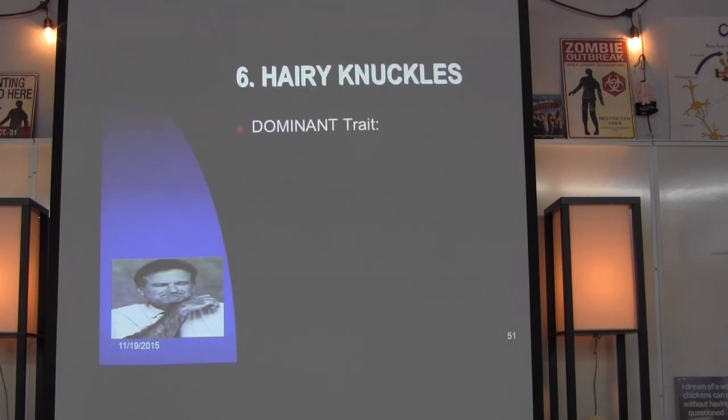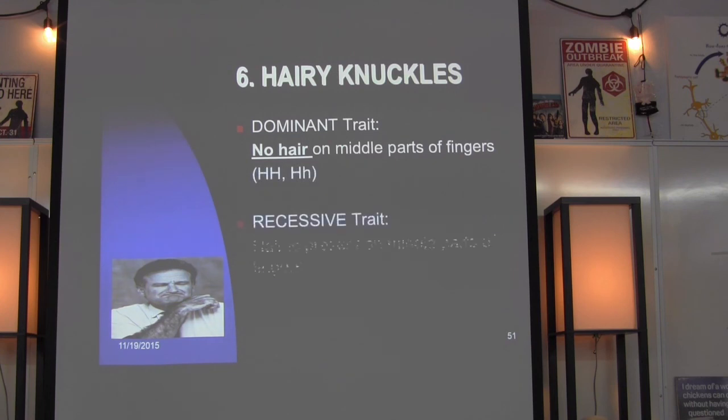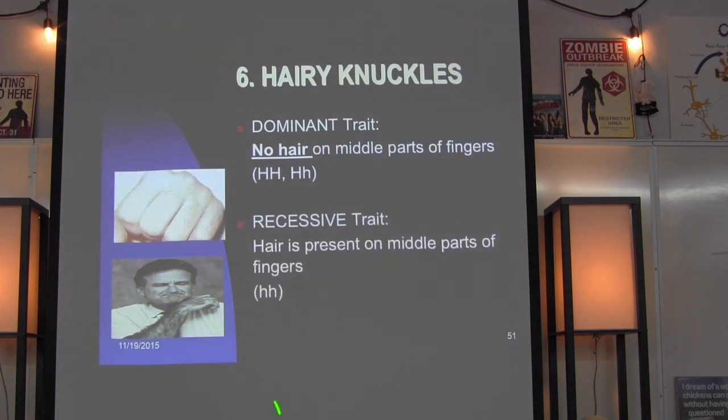All right, the next one is people like this, hairy knuckles. If you have no hair on your knuckles, you might have a little bit. And this is actually a lot, so it's a recessive trait. That's Robin Williams, and that's the hairy knuckles. So no hair is dominant, and if you have a bunch of hair, it's recessive. And once again, the knuckles are located right there.